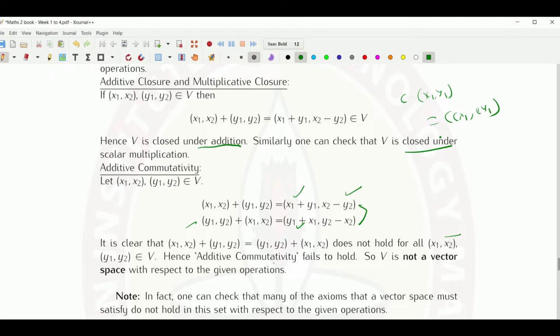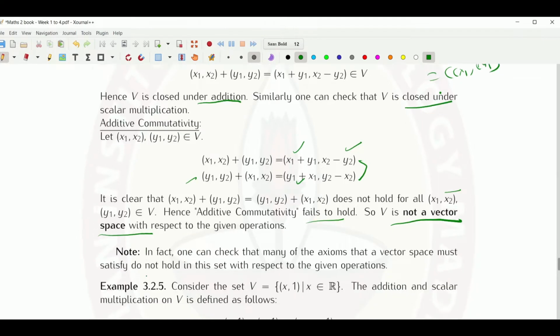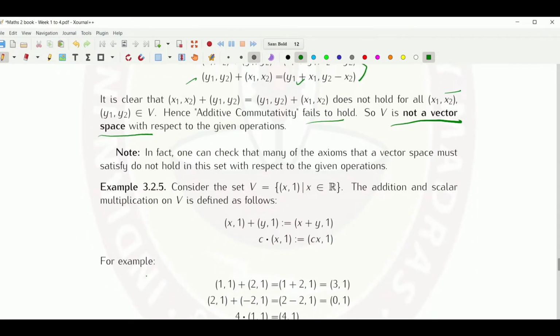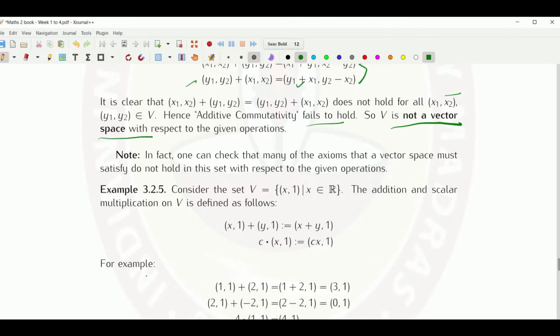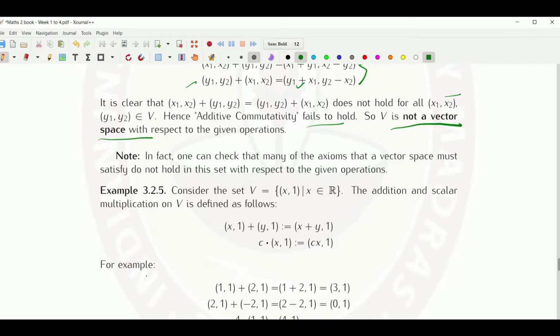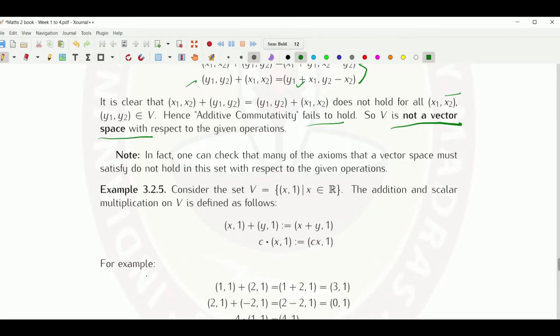Hence additive commutativity fails to hold. So V is not a vector space with respect to the given operations. Note, in fact, one can check that many of the axioms that a vector space must satisfy do not hold in this set with respect to the given operations. Let's see the next example.